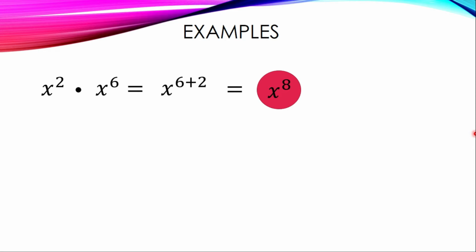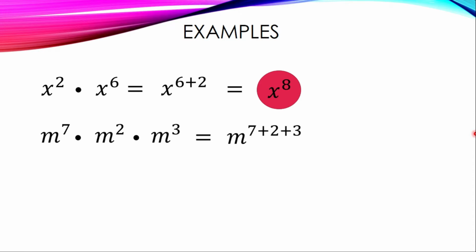Next example would be m raised to 7 times m squared times m cubed, and you can see that they have the same bases. If they have the same bases, no matter how many they are, you can still apply the product of powers. So their answer is m raised to 7 plus 2 plus 3, and that would be m raised to 12. That would be now your final answer.